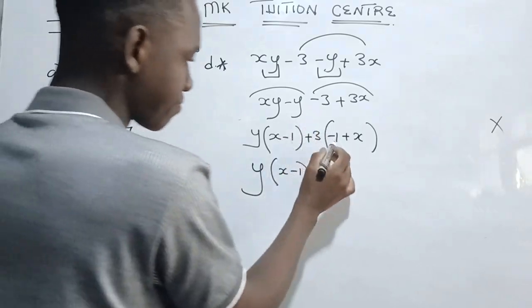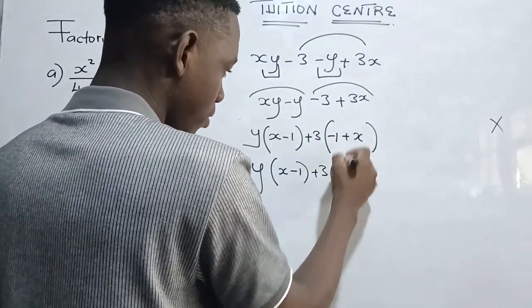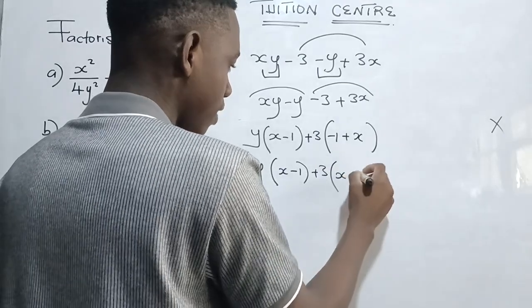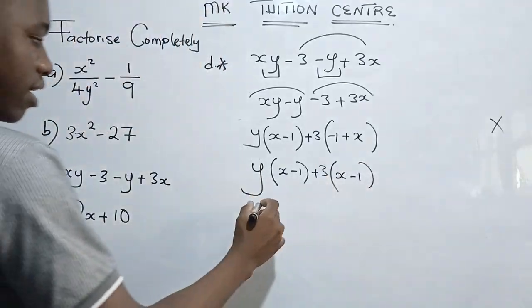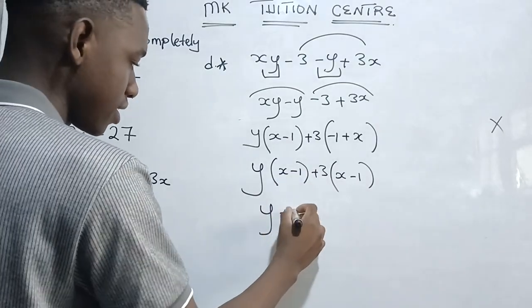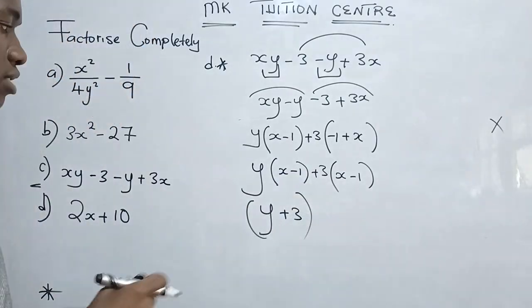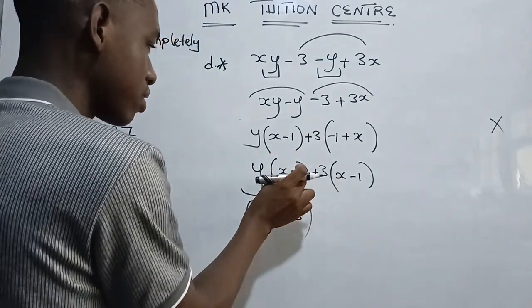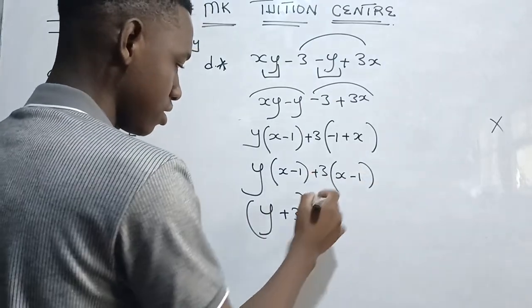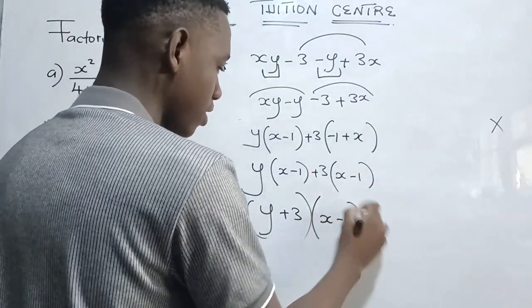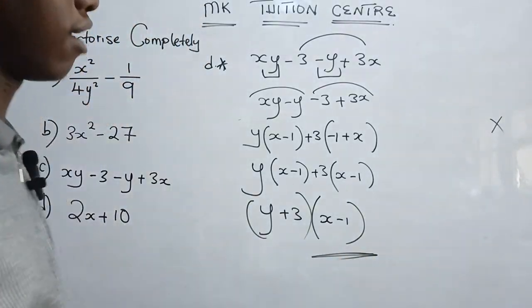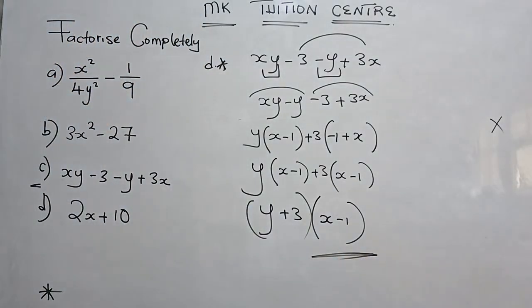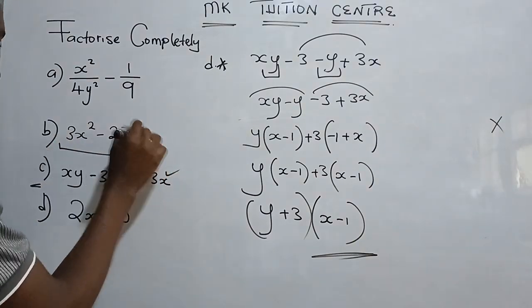Then look at this. We can have positive x in front and then minus 1, and then we're going to have y plus 3. You get what is in front and combine them, and then you get one of these twins. So you're going to have x minus 1, like that, and then you have factorized by grouping. That is done. Let's have a look at this one.